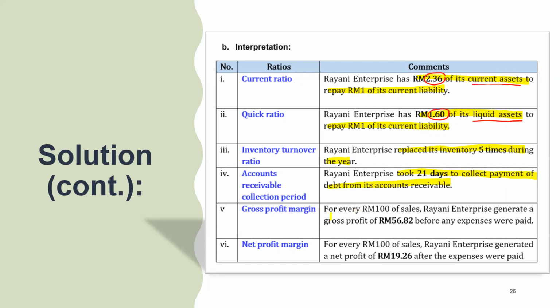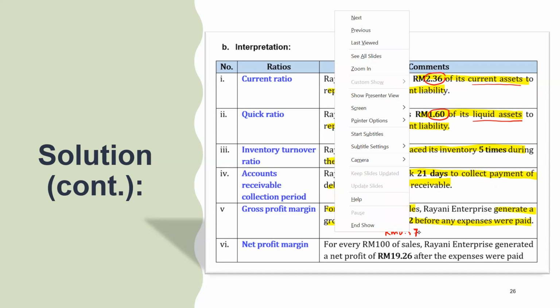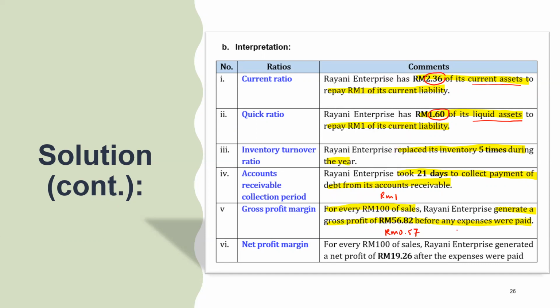Okay, next is the gross profit margin. As I mentioned just now, we use 100 as a basis of sales. So if you use 100 as the basis, for every RM100 of sales, the business generates a gross profit of RM56.82 before any expenses were paid. But if you use RM1, then you have to convert to cents. So it will be 57 cents of gross profit before any expenses were paid.